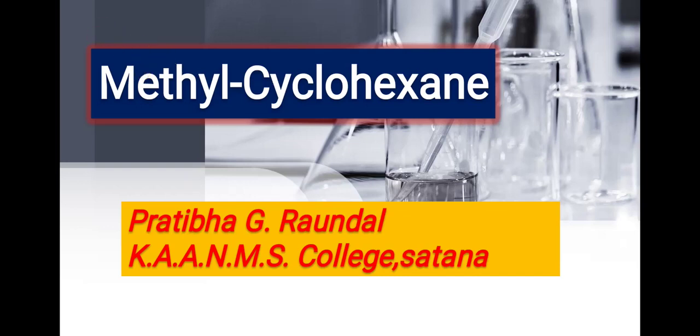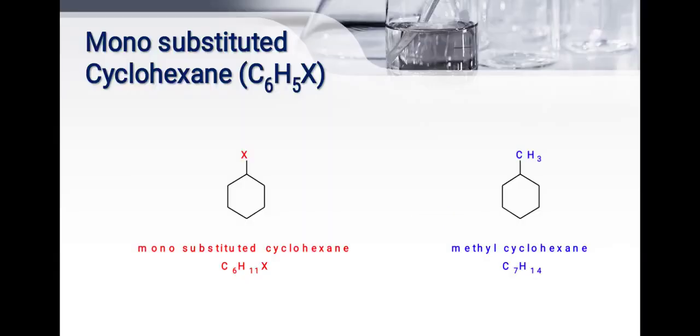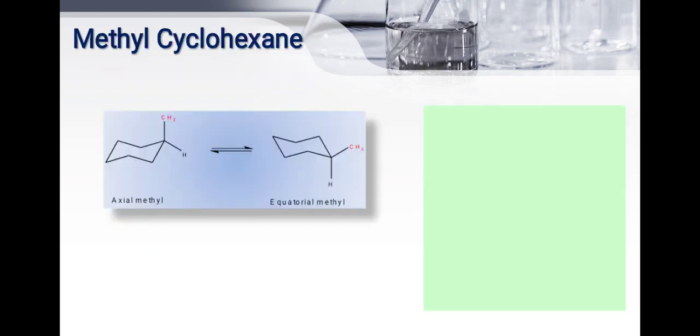Hi friends, in today's video we will discuss the stereochemistry of disubstituted cyclohexanes. First, monosubstituted cyclohexane. This is monosubstituted cyclohexane, C6H11X. This is methyl cyclohexane.